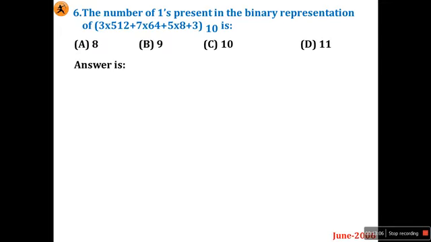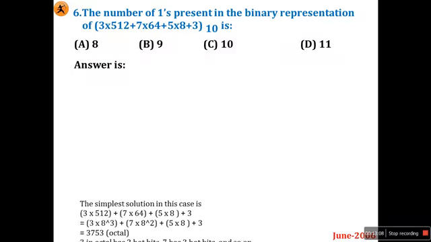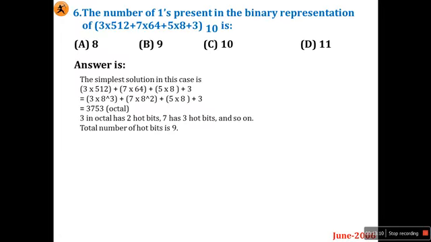Usually we'll go for some traditional method. We'll solve this one using 3 into 512, 7 into 64, 5 into 8, and then we'll simplify. We'll get the octal number 3753. Then we'll solve and simplify, and finally we'll get 9 ones.